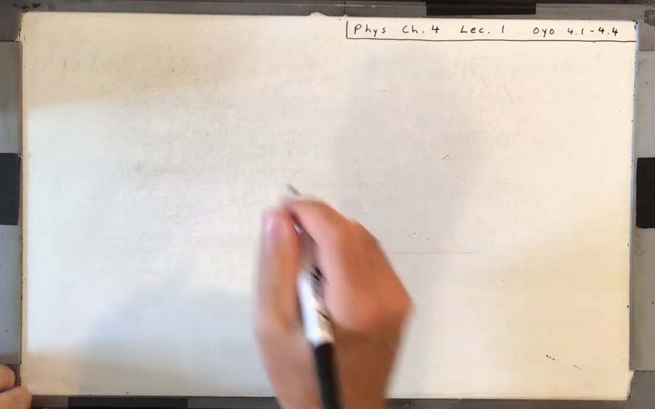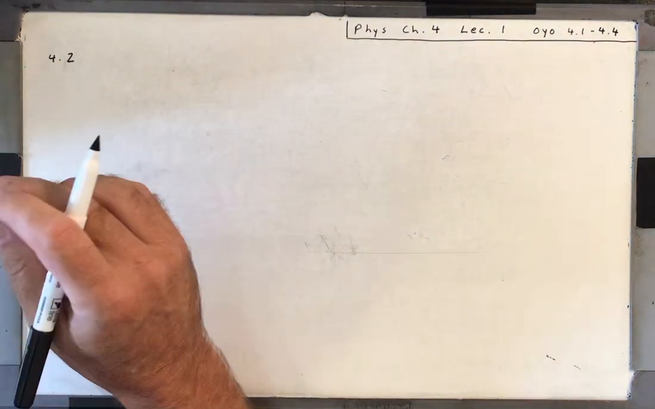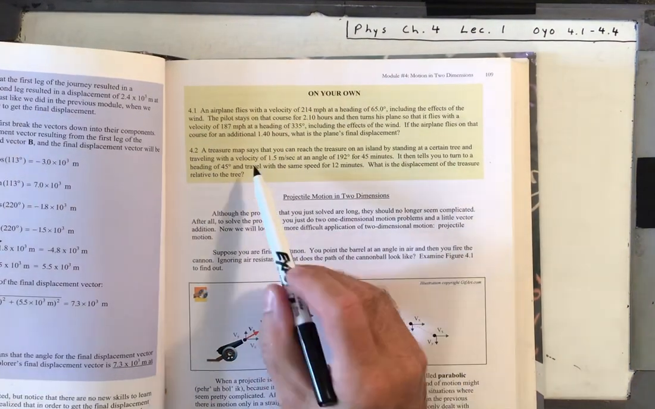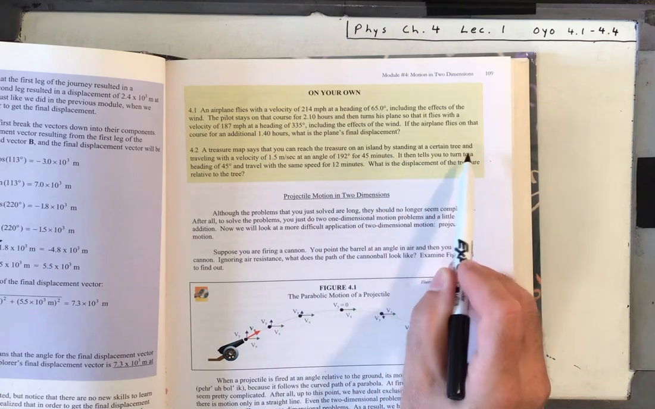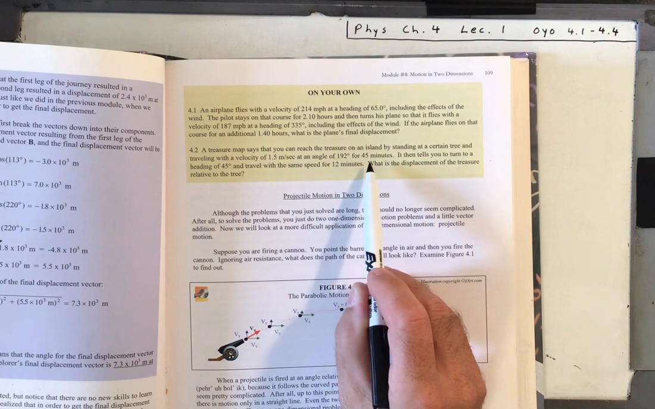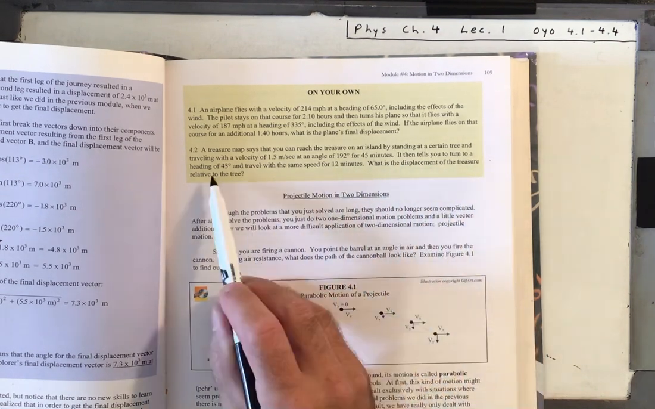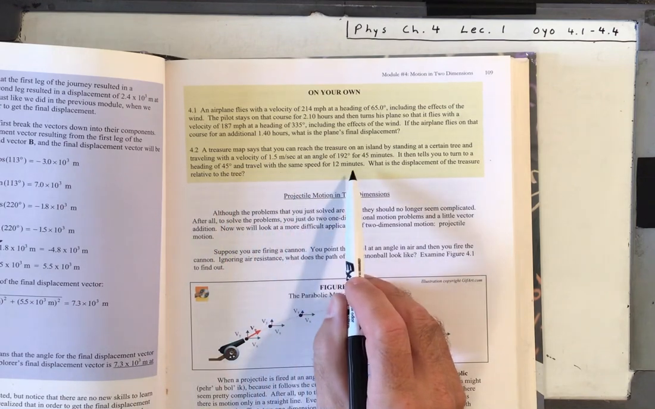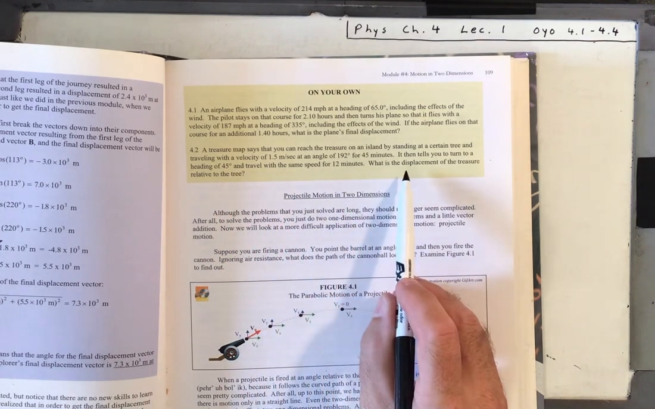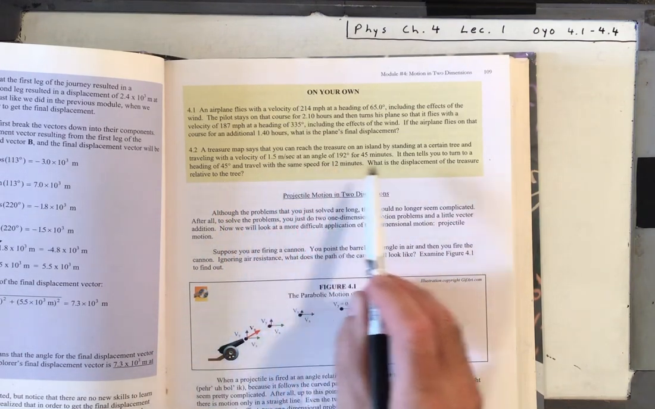All right, 4.2. So that one says a treasure map says that you can reach the treasure on an island by standing at a certain tree and traveling with a velocity of 1.5 meters a second at an angle of 192 degrees for 45 minutes. It then tells you to turn to a heading of 45 degrees and travel with the same speed for 12 minutes. What's the displacement of the treasure relative to the tree? So again, we've been given velocity and time, so we've got to get displacement.